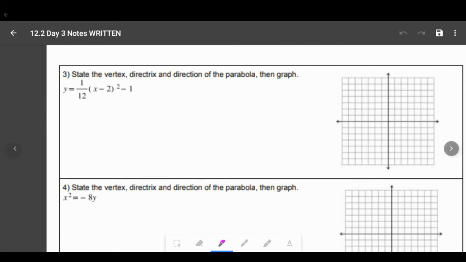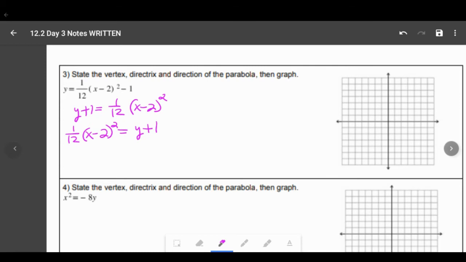So what I'm going to do is add 1 to the other side. So I'm going to say y plus 1 equals 1/12 times the quantity x minus 2 squared. Now, if you look at this, I see that the x minus 2 is the quantity that's squared. I'm not doing any algebra. I'm just moving it to the other side to get that on the left-hand side and the side that's squared on the right-hand side.